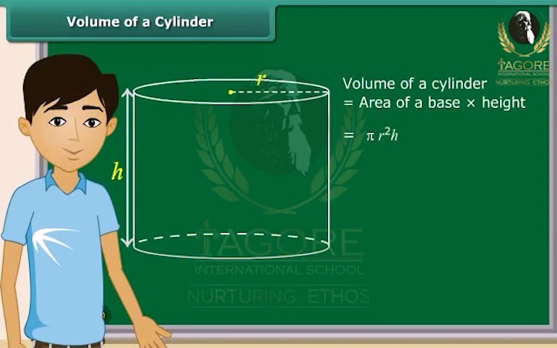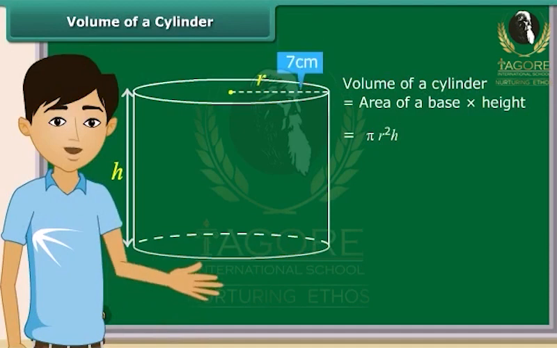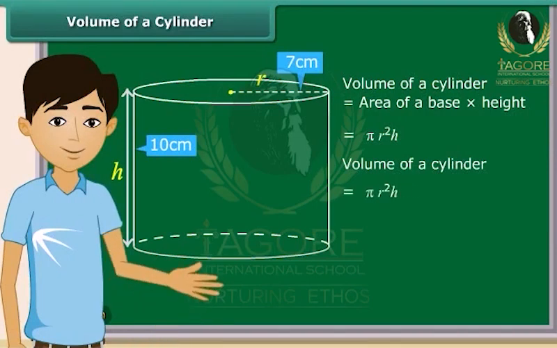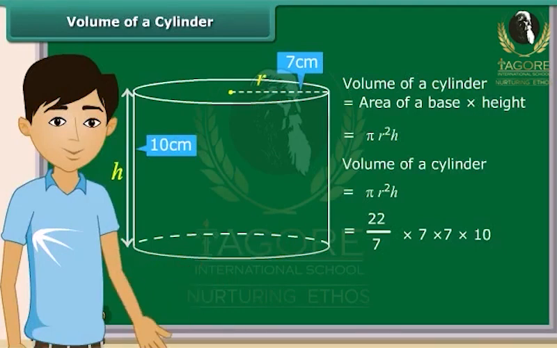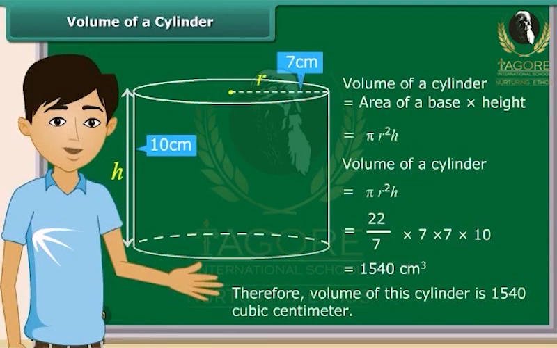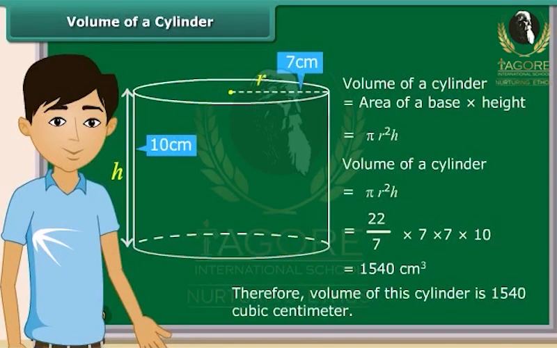Well, let us try an example. We have a closed right circular cylinder of radius 7 centimeters and height 10 centimeters. Let us find its volume. We know the formula for volume of a cylinder is πr²h. Now we need to substitute the values here. So, 22 by 7 into 7 into 7 into 10. This gives 1540 cubic centimeters. Therefore, volume of this cylinder is 1540 cubic centimeters.